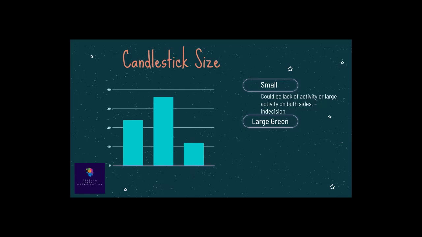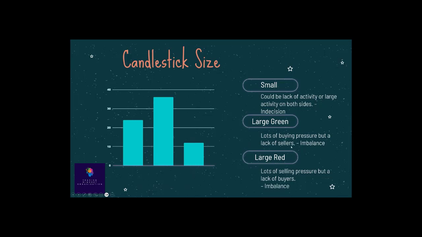If you get a large green candle, there's lots of buying pressure, but there's a lack of sellers, so that's a huge imbalance. However, if you get a large red candle, that's going to be lots of selling pressure, but a lack of buyers. Now, what's going to be very important with this is actually going to be the location of those large candles as well, because they both represent a bit of imbalance, either bullish or bearish.